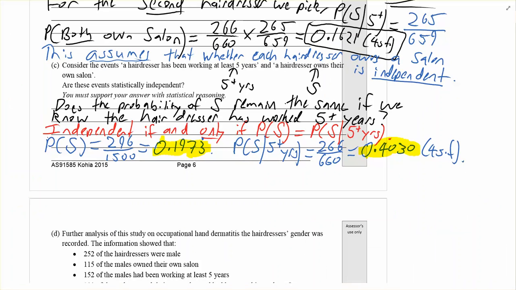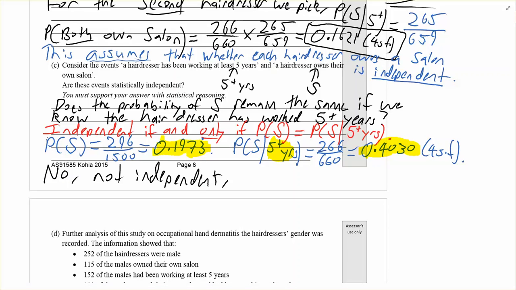So knowing that someone's worked 5+ years has drastically altered the probability that they own their own salon. In fact, in this group, it's far more likely that you own your own salon if you've been working 5+ years, which makes a heck of a lot of sense, doesn't it? If you've been working for a while, more experience, then of course you'd be far more likely to own your own salon. So the answer is no, they're not independent.